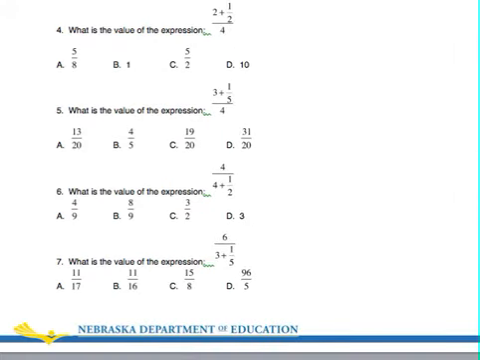So we should be right there with number 5. What answer did we get? 3 plus 1/5, all divided by 4.